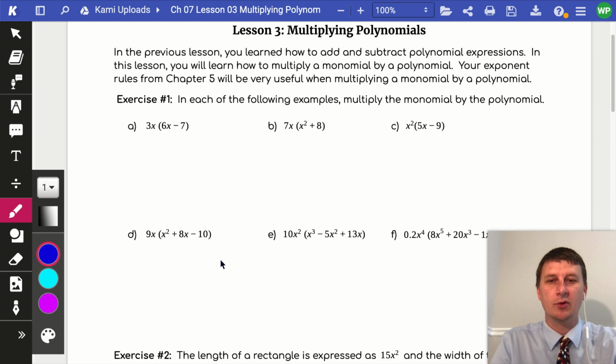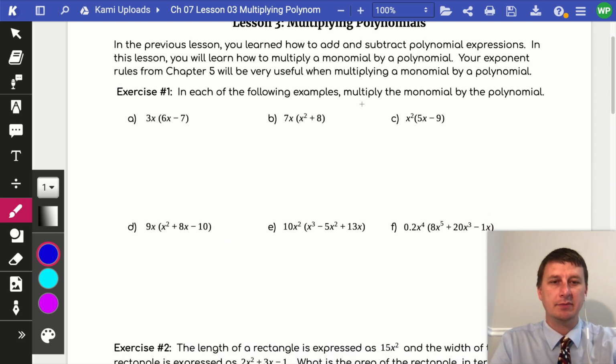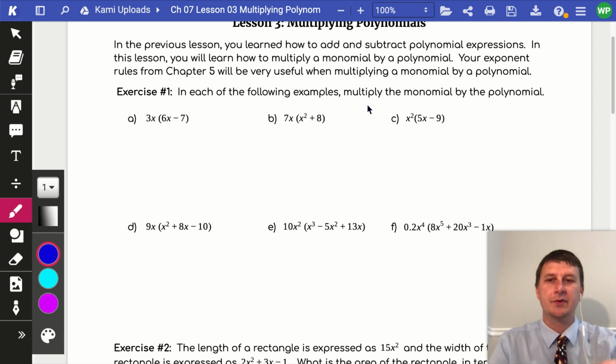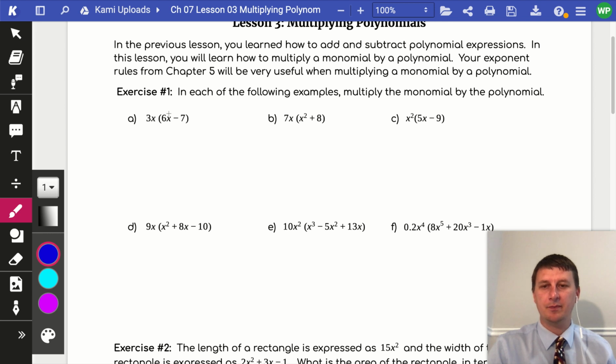In exercise number 1, it says in each of the following examples, multiply the monomial by the polynomial. In part A we're multiplying 3x times 6x minus 7. We have a number outside this set of parentheses, which means we have to multiply by everything inside those parentheses, so we're going to be doing some distribution here. First we multiply 3x times 6x. First I multiply my coefficients: 3 times 6 is 18, and then x times x.